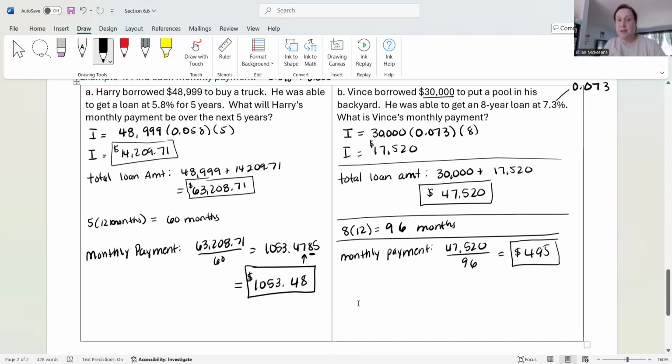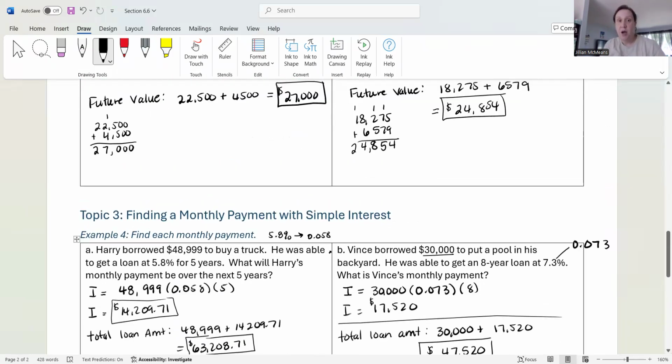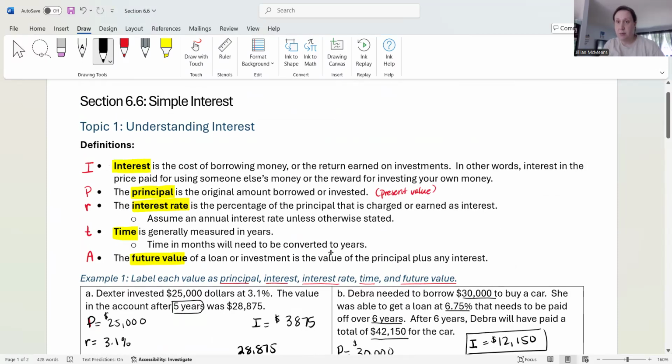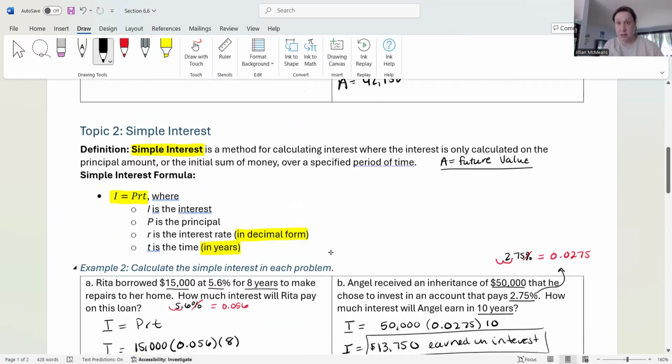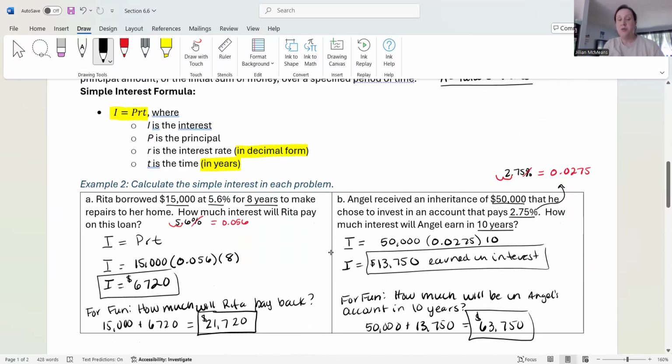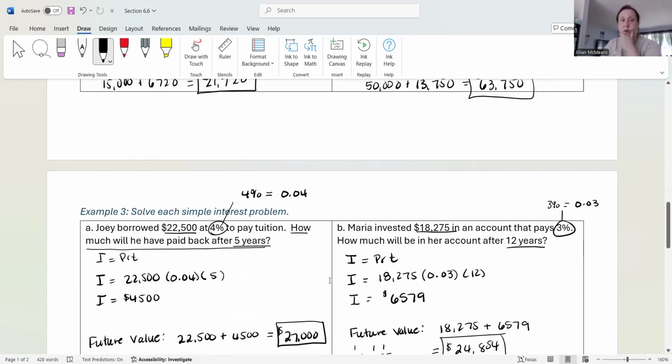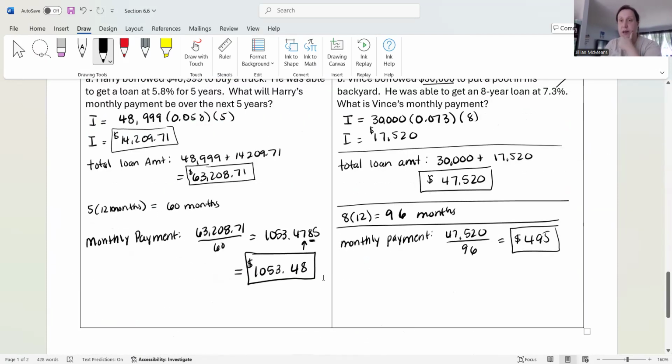Okay, so that is calculating a monthly payment. Understand just the basics of interest, the different parts to an interest problem. Understand how to calculate just basic, simple interest. Also understand how to calculate that total loan amount or that future value of an account. And then also understand how to calculate a monthly payment using simple interest.